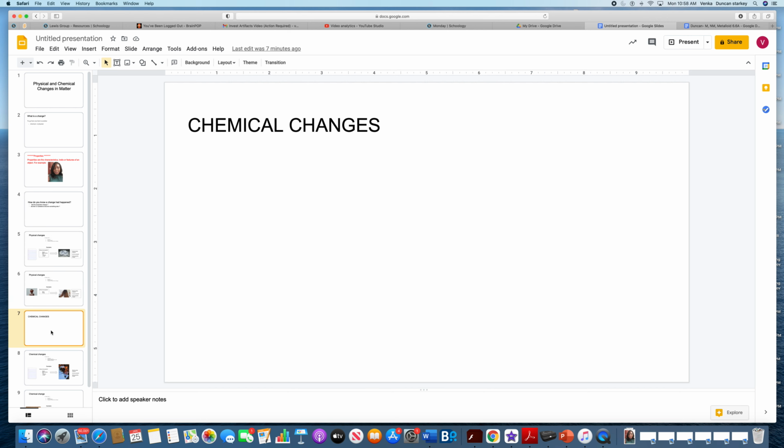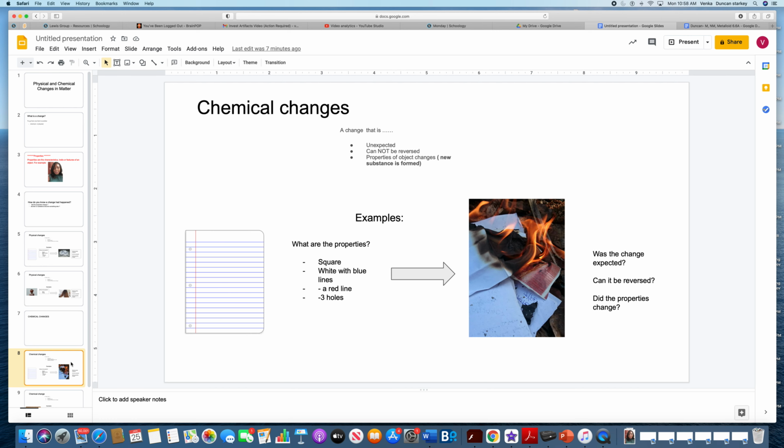Next, we're going to talk about chemical changes. Chemical changes, a change that is unexpected. So it is unexpected, and this change is unexpected. It cannot be reversed. The properties of an object change or a new substance is formed.